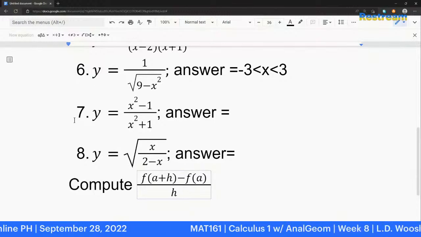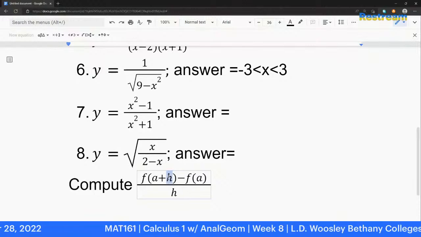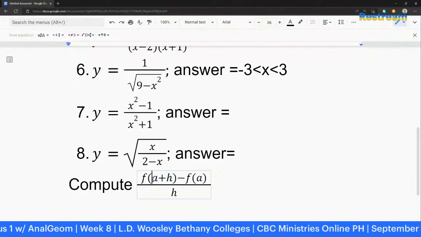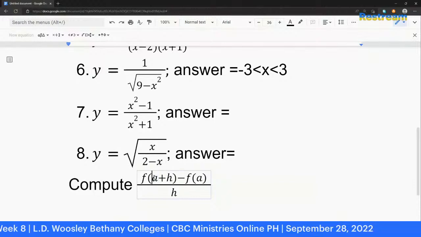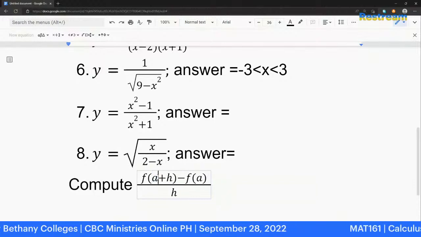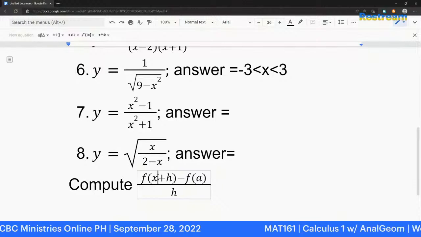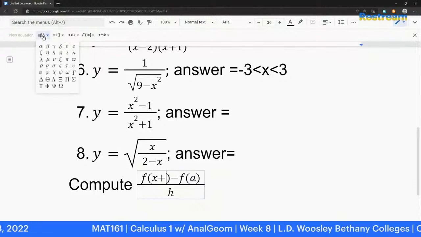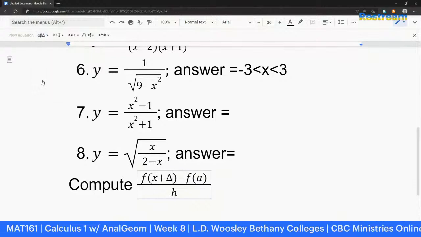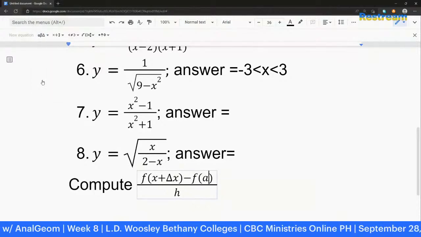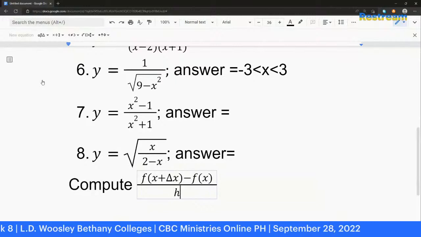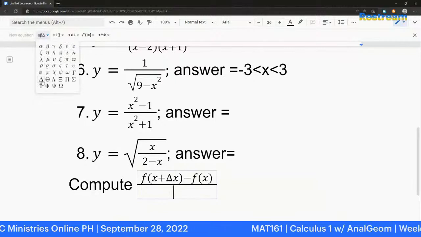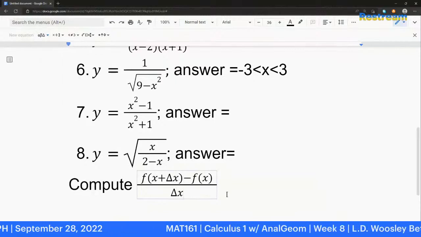So, pero siguro para maging ano kayo, i-state ko siya as f of x para mukhang calculus ang dating. Gagawin ko lang naman to: f of x plus delta x, minus f of x, over delta x. Alright?